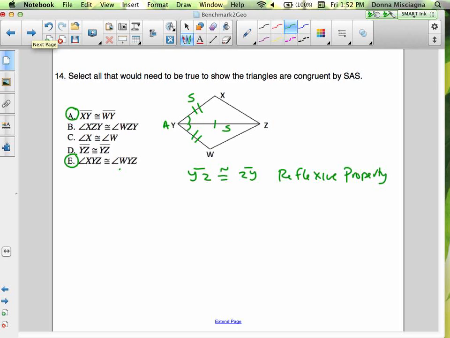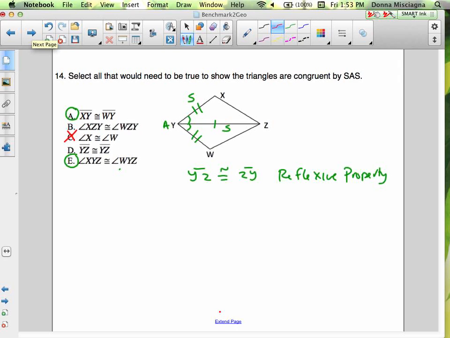All right, let's see, is there another way? I'll mark this. So angle X congruent to angle W. Well, that's not formed by my side. For angle, side to work, the angle's got to be formed by the congruent sides, and that angle is not formed by side YZ. So this is not it. So I'm going to cross that one out.